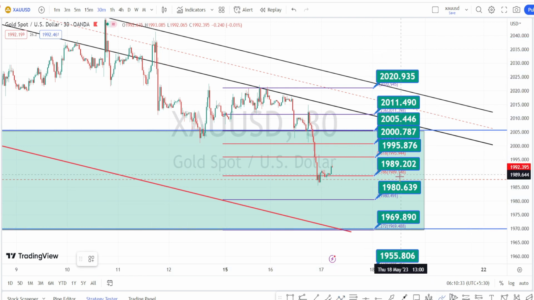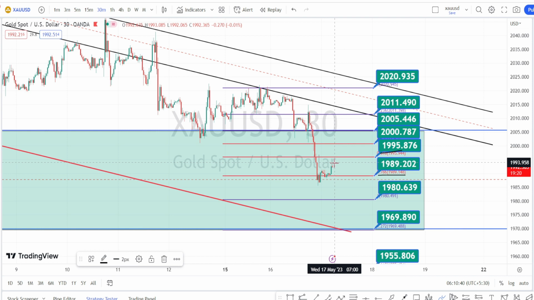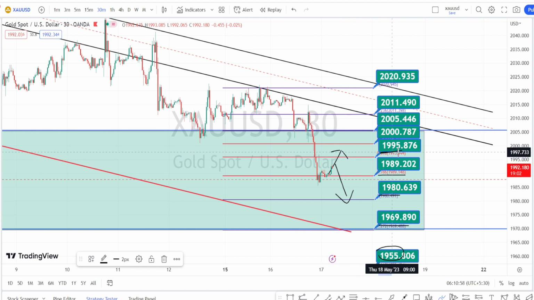For now, the price action is trading between the resistance level of 1995 and support level of 1986, and if the bearish side retracement continues, the next level of support is going to be around 1980, 1969 and 1955 on the bearish side. And on the bullish side, if the price action continues its bullish side retracement, the immediate resistance is going to be around 1995, 2000, 2005, 2011 and 2020.